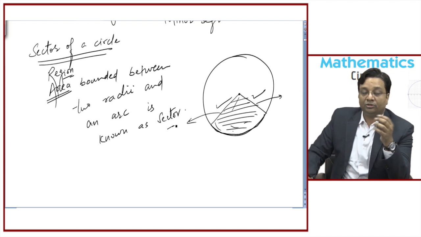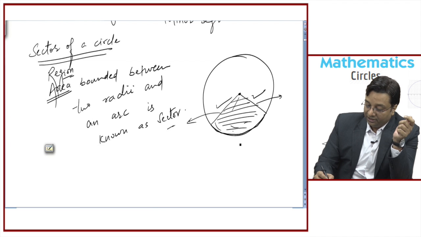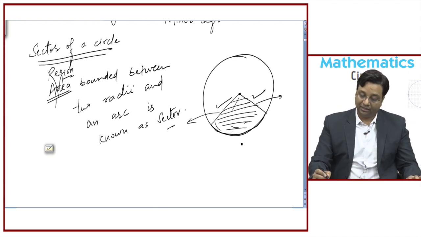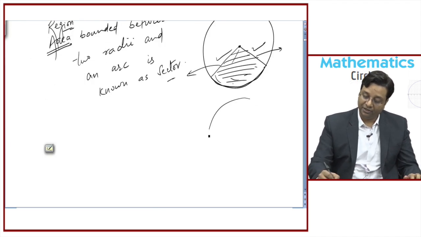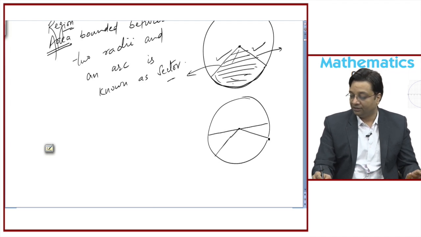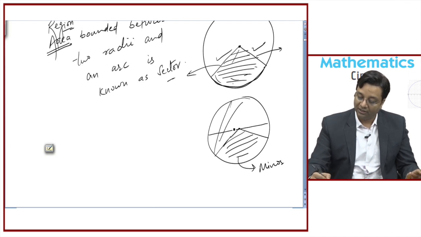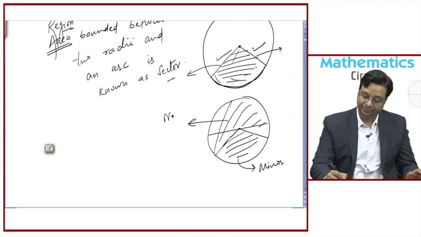And sectors can also be a minor sector and a major sector. How will you find out that one is a minor sector and another is major? Again, we know that a diameter divides the circle into two equal parts. So anything smaller than this is the minor sector, and the rest of the circle is the major sector.